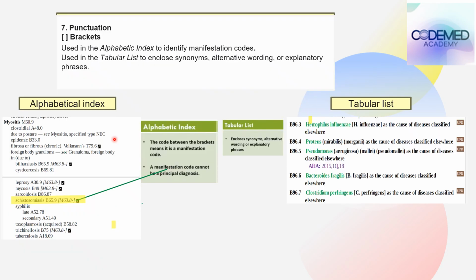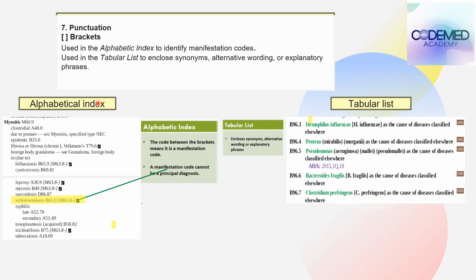Now another important convention is the bracket. First we are going to see what is the meaning of that in the alphabetical index. In the alphabetical index, the bracket means it identifies the manifestation code. So let us look at this particular thing where we have the two codes written. Here you will see that this is the disease and this is the manifestation. The code which is written in the bracket is the manifestation code, and remember the manifestation code cannot be the principal diagnosis. So we will write this code first, followed by this code.